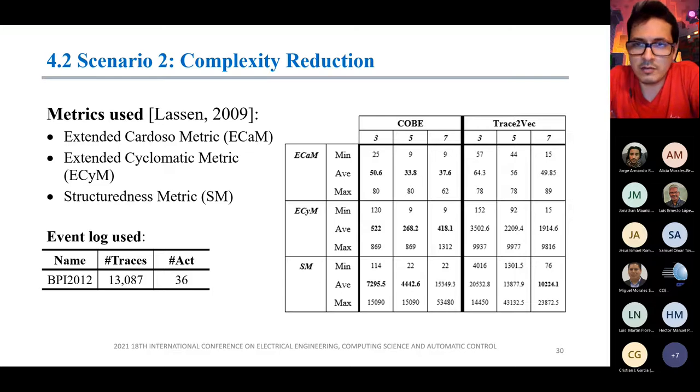The metrics are not comparable to each other. However, the relationship between the cyclomatic metric, which measures the complexity of the reachability graph of the net, and the Cardoso metric, which measures the complexity of the net, is narrower with the clusters found by our proposal. This means that the relationship between behavior and structure is more consistent. In other words, simple models have simple behavior.